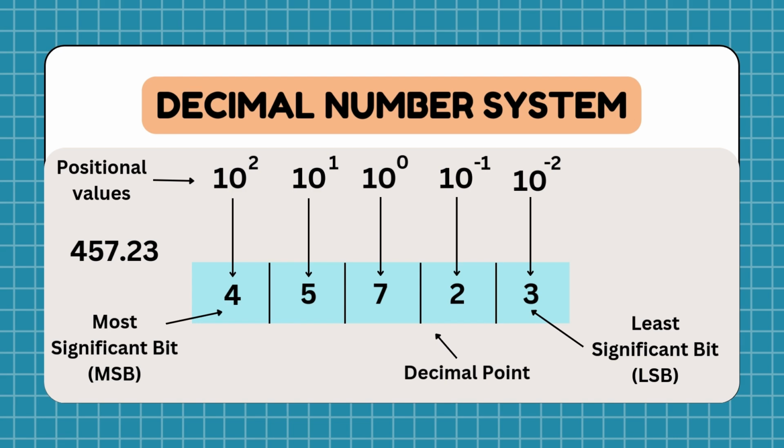The digit 5 is in the tens place, so its value is 50. The digit 7 is in the units place, so its value is 7. The decimal point separates the whole number part from the fractional part. The digits after the decimal point represent tenths and hundredths. So 2 is 0.2 and 3 is 0.03. The digit 3 is the least significant bit.